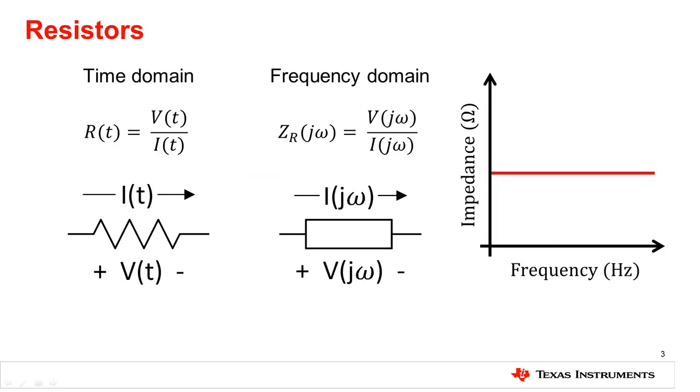Let's now discuss the simplest of the passive components, the resistor. The ideal resistor has an impedance that is purely real. In the time domain, this behavior is defined by Ohm's law, which states that the instantaneous voltage across a resistor divided by the instantaneous current through the resistor gives the component's resistance. The voltage drop across the resistor corresponds to the direction of the current flow through the resistor.